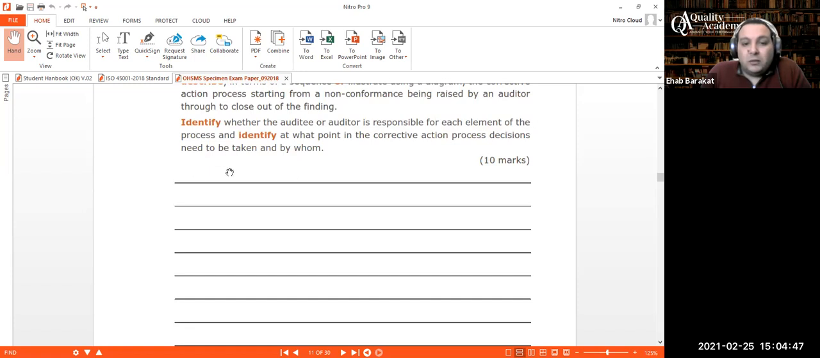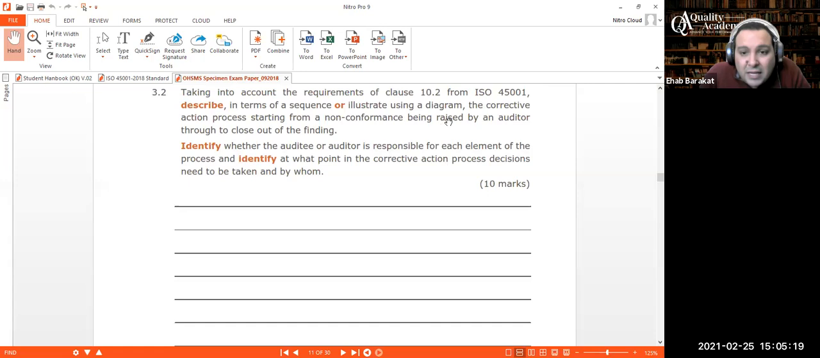For example, number 1, identify non-conformity, in brackets, auditor. Number 2, for example, record and report non-conformity, in brackets, auditor. After that, acceptance of non-conformity by the auditee, in brackets. Just write the steps of the non-conformity process, starting, as they mentioned, from raising the non-conformity by the auditor, and at the end, write close out non-conformity by the auditee.